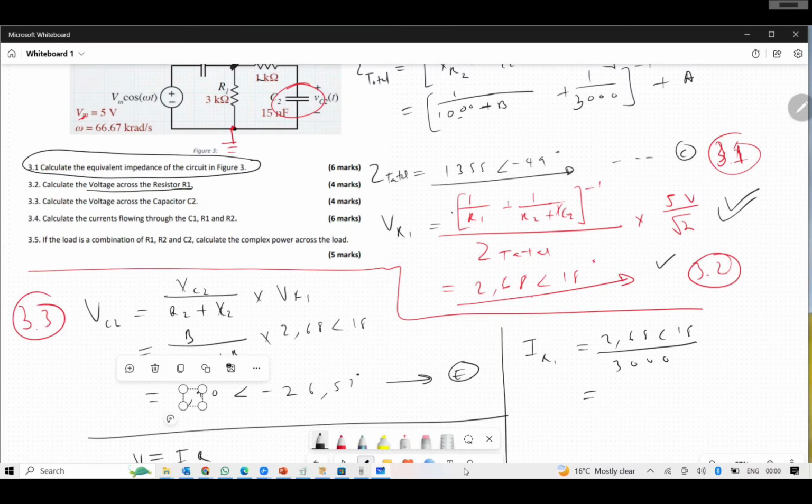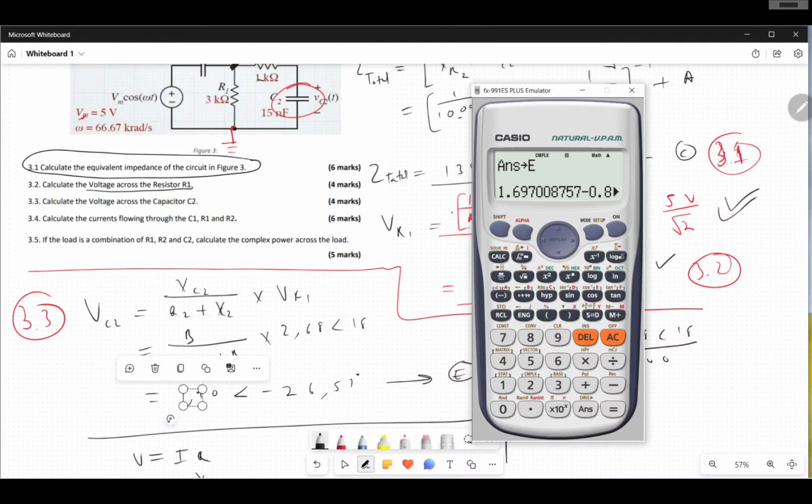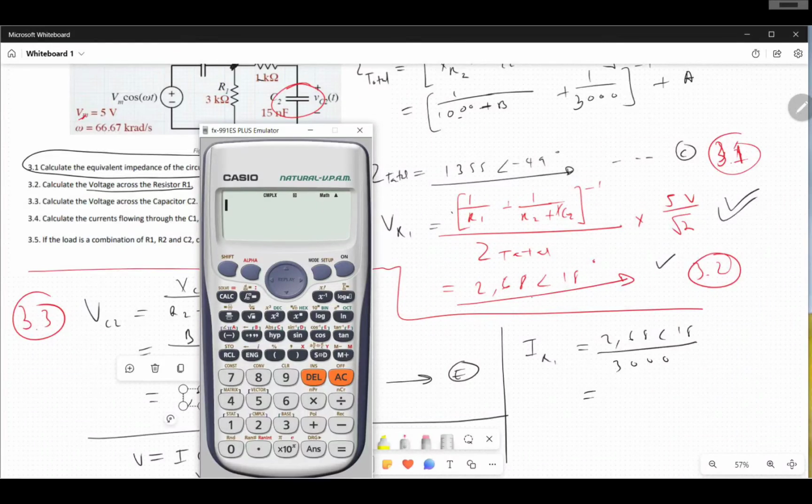Okay, I can just get my thingy. Okay, so I'm looking for the current across R1. I'm going to have whatever the voltage at R1 is. I think I have it at E. Let me check what is on E, where I recorded it. It's not there. Let me try C, alpha C. Complex 3. Yeah, it's exactly at C.